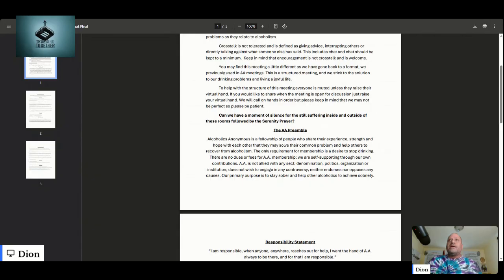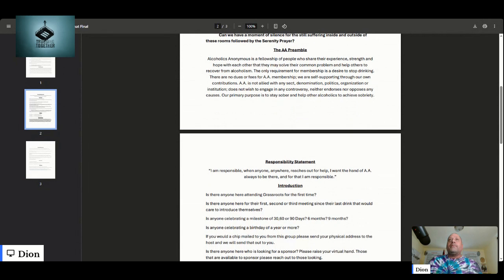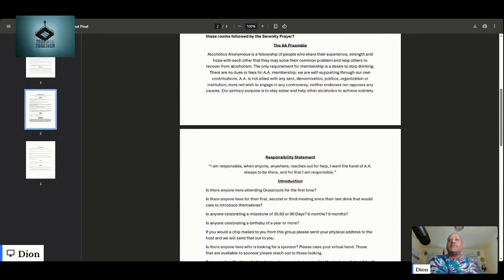To help with the structure, everyone is muted and they need to raise their virtual hand. That's how we do it here. Sometimes people will just wave at the screen because they can't find the virtual hand. I'd like to make a little video that shows it. Then you open the meeting with the Serenity Prayer. You're going to read the preamble, and again, just stick to the script here.